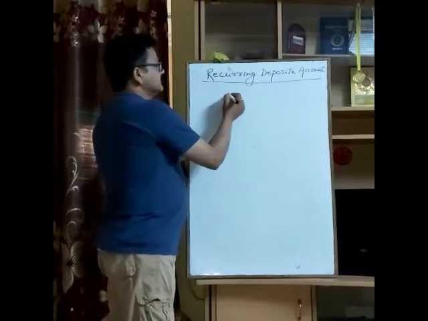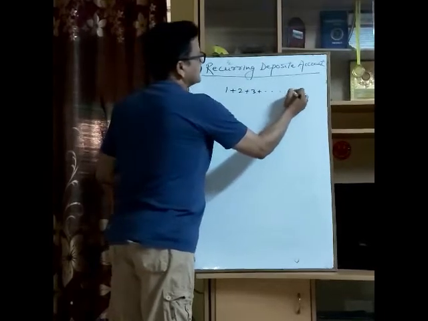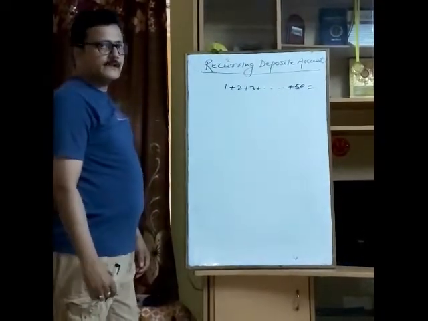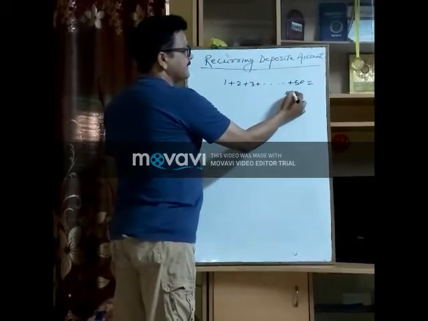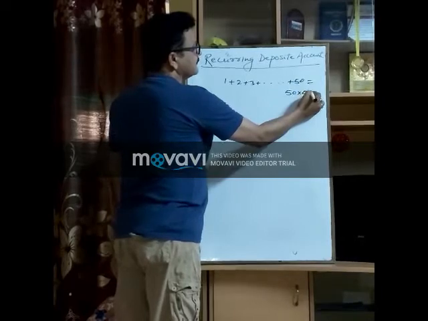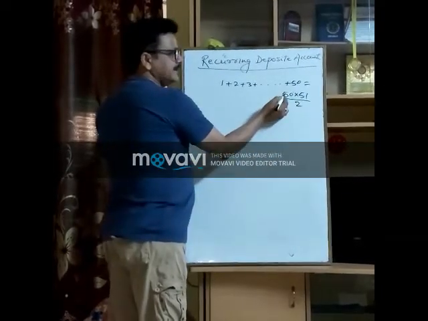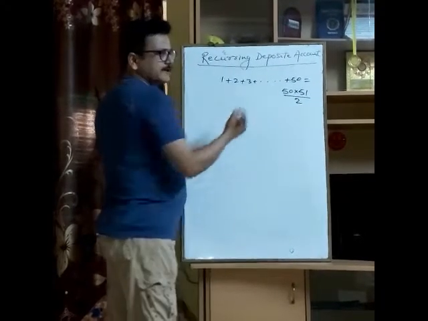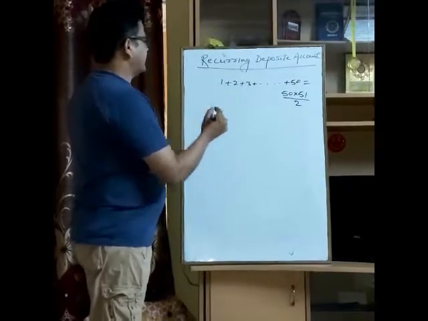do you know the value of this, how to calculate? This will be, if the last term is 50, then this will be 50 into 51 by 2. 50, then plus 1, 51 by 2. I am taking a very small example to explain it.